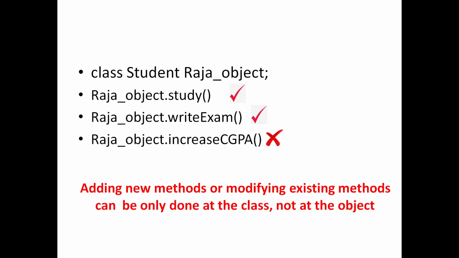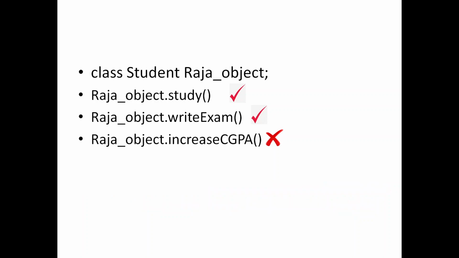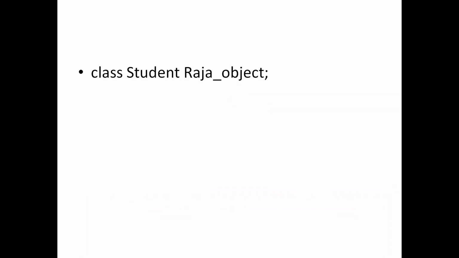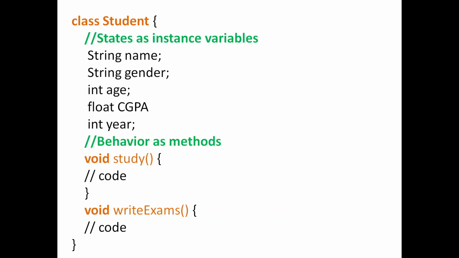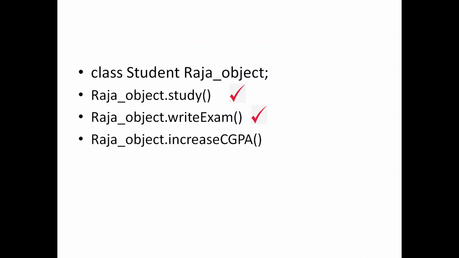So let's say I actually want a method called increase CGPA which is needed for my purpose. In that case, you have to go back to that particular class definition and add a new method named increase CGPA. After that, if you make a call, it will be treated as valid. That is the only way you can upgrade or update a class.